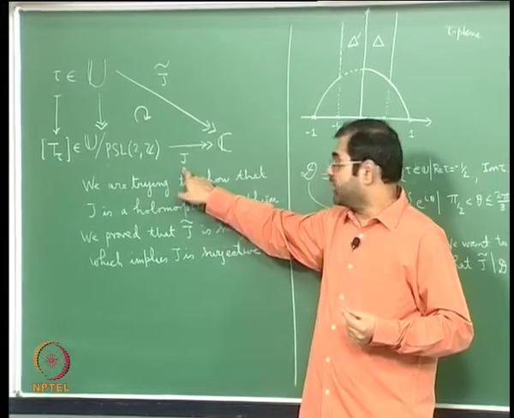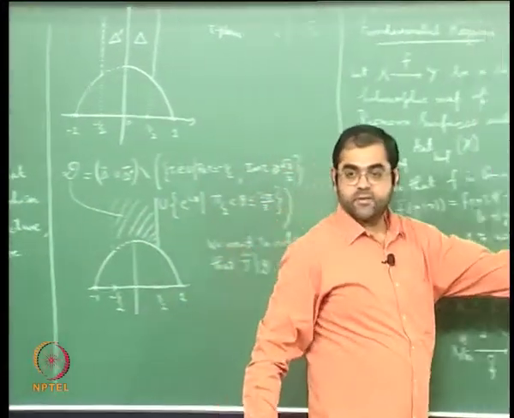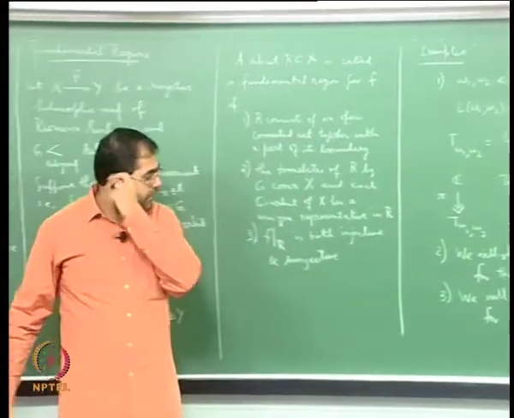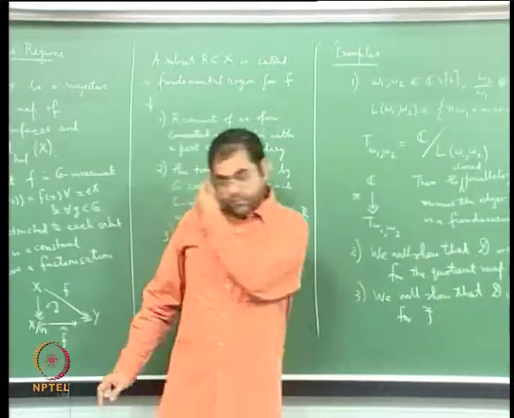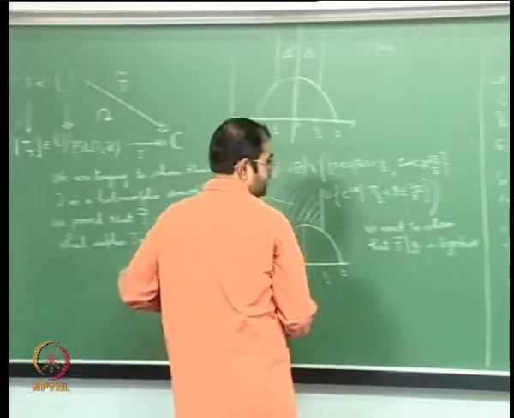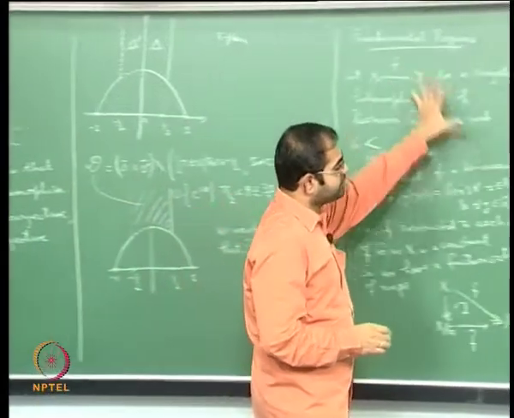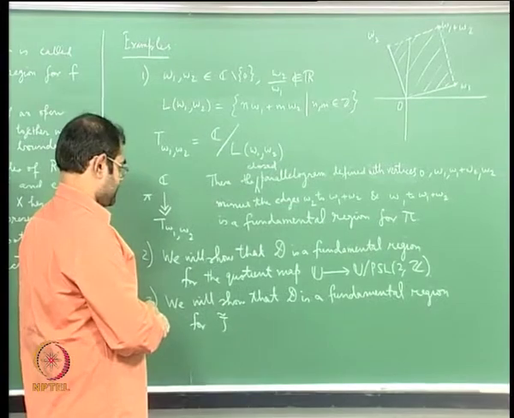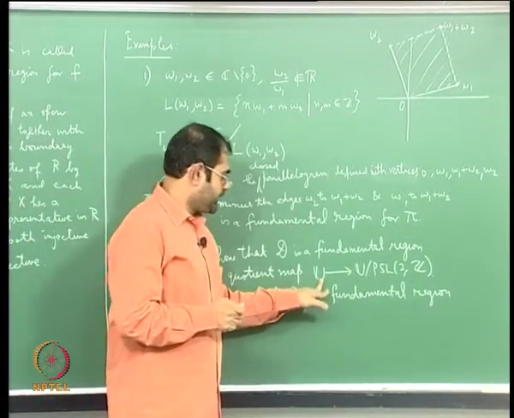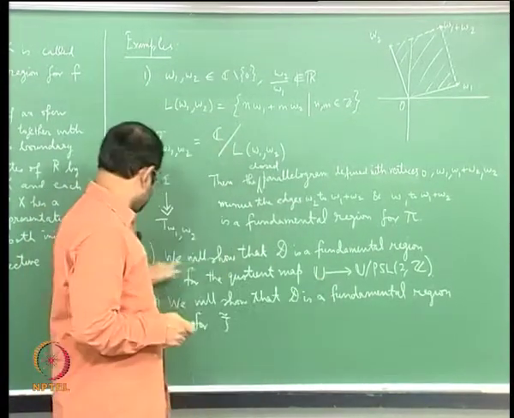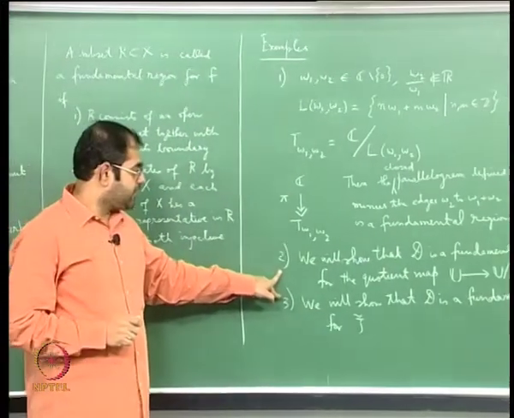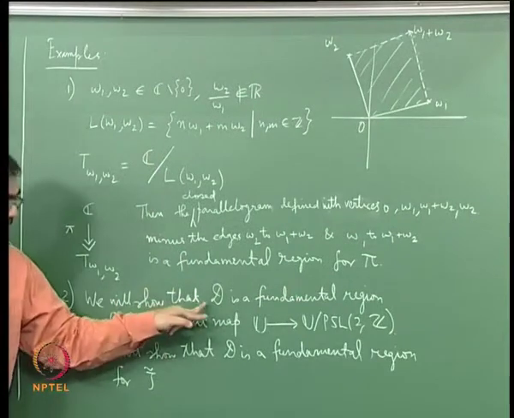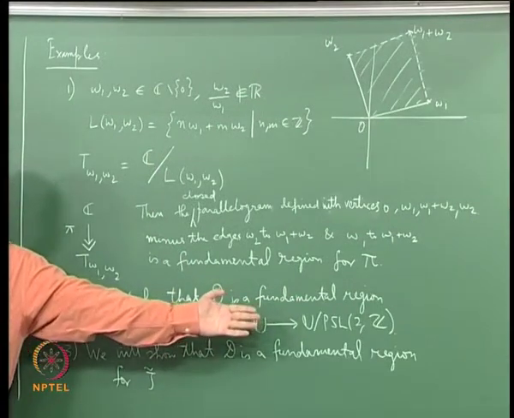So this is the language we are going to use to prove that actually J is a holomorphic isomorphism. Having given you this language, let me first go and show the second statement, namely that script D is a fundamental region for PSL2Z, for the unimodular group.